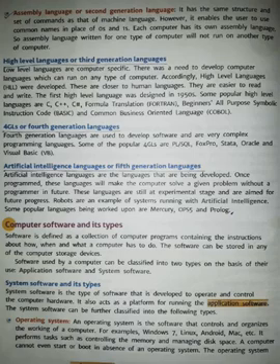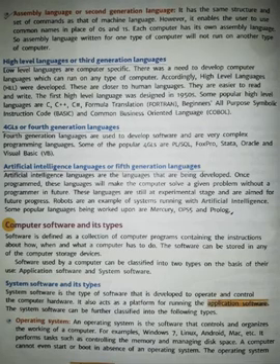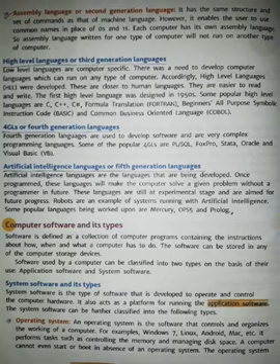Software used by a computer can be classified into two types: application software and system software. In system software, we see this type of software has its own subtypes. System software is very important for each and every computer, because without system software no computer can run.